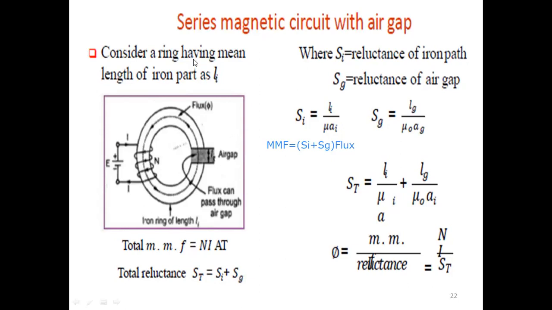Okay, take down the heading: with air gap. Yes, sir. Okay, next line you write down. Consider a ring having mean length of iron part as Li.